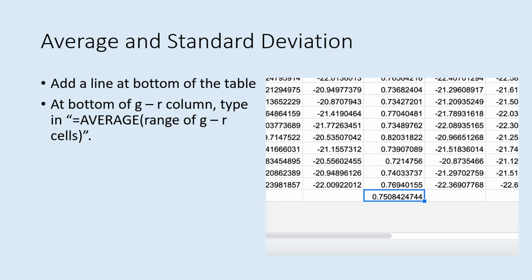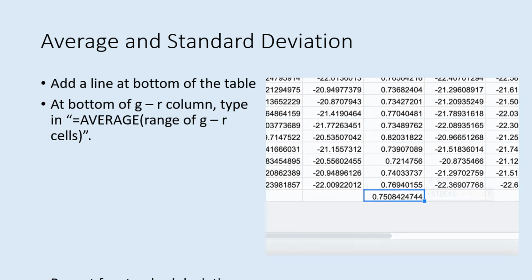Next, we want the standard deviation. The standard deviation is a measure of how wide the distribution is. The larger the standard deviation, the larger the range of colors we see in these galaxies. If the standard deviation is small, the galaxies are all around the same color. While if it's big, there are many galaxies that are much bluer and much redder than the average.